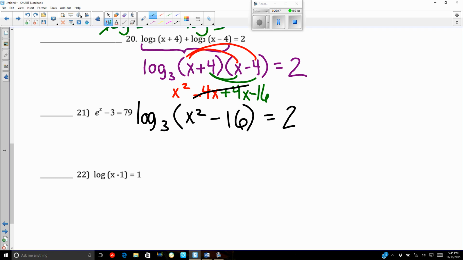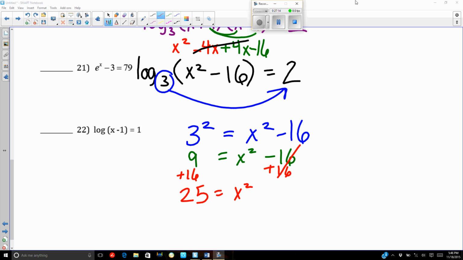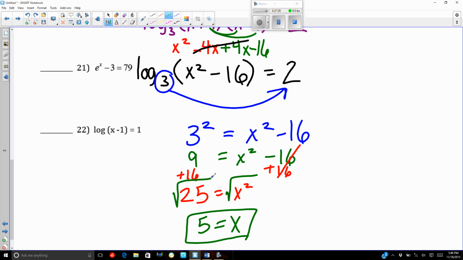So now that we've converted it to one logarithm, now put it in exponential function form and solve this for x. So it's 3 raised to the second power, which of course is just 9, equals x squared minus 16. So real quickly, there's the work. x squared equals 25. That means x would just equal positive 5, because your last step here would be to square root both sides. So that's our answer for number 20.